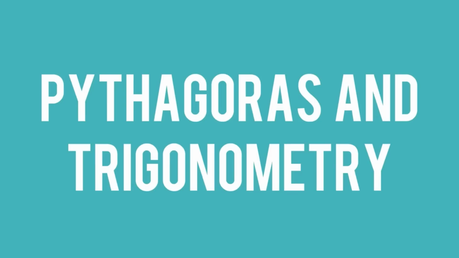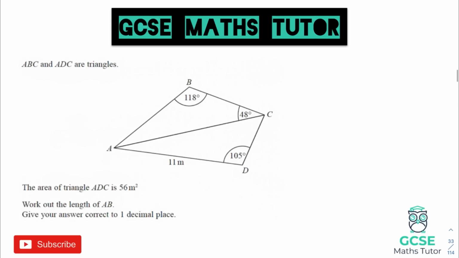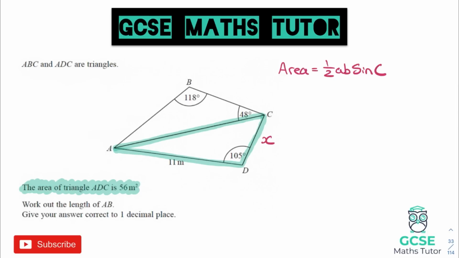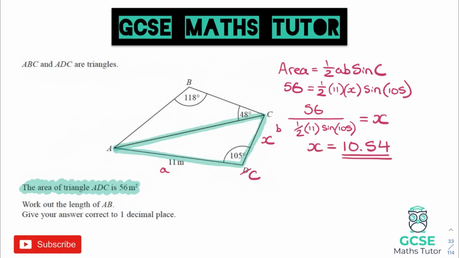On to Pythagoras and trigonometry. With Pythagoras and trigonometry, you do tend to have quite large questions such as this, so read the question very carefully and see what you can identify. This tells us the area of the triangle is 56, so looking at that triangle there, we'd have to find the missing side to apply it to half AB sine C. So plug in your values, rearrange it, and find any missing numbers that might have been on that triangle.